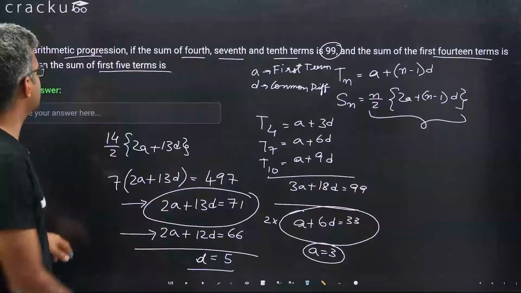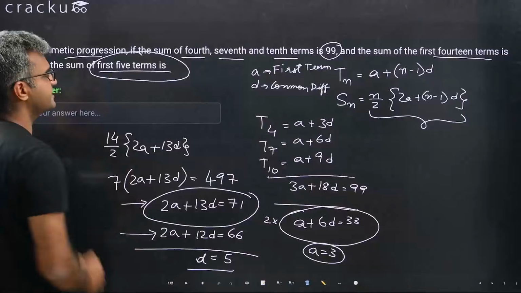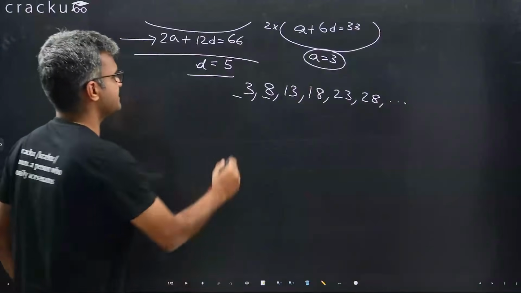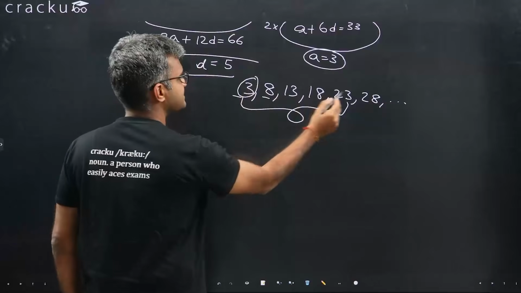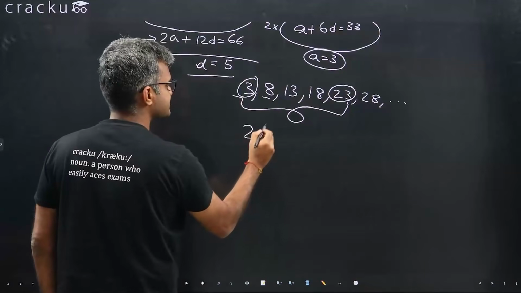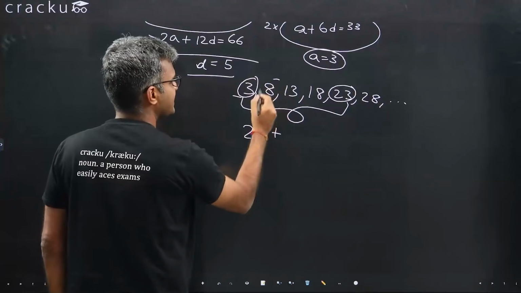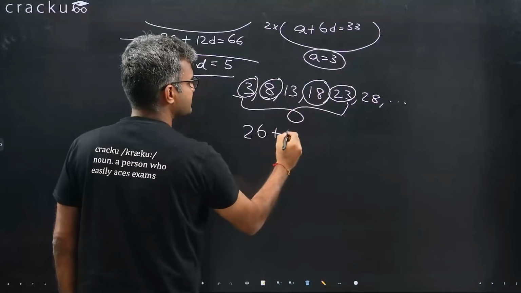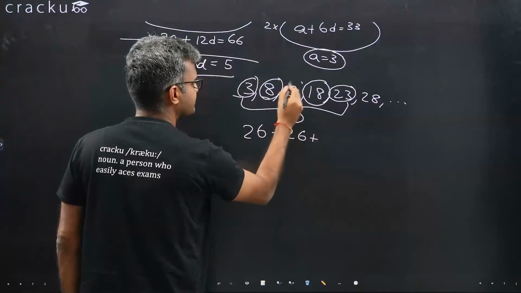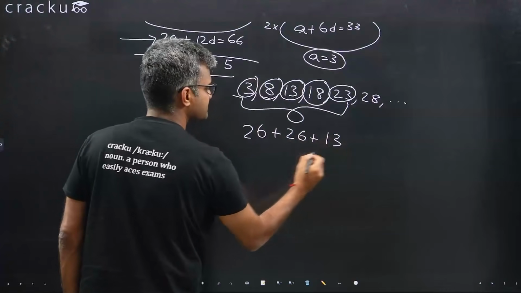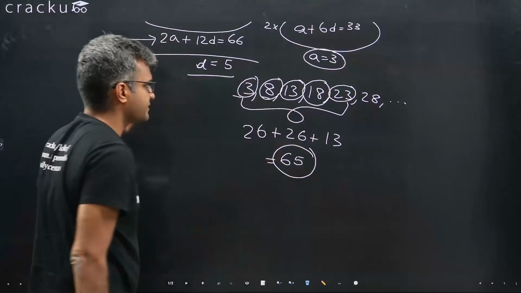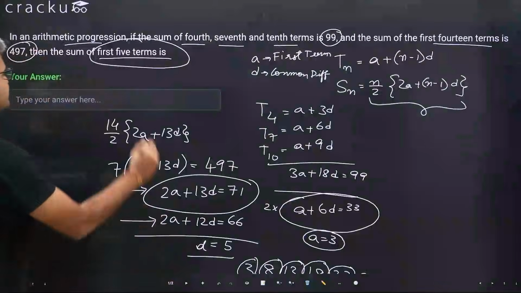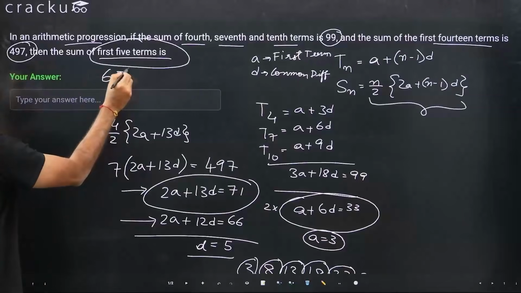Now what are we required to calculate? We are required to calculate the sum of the first 5 terms. Therefore, the sum of the first 5 terms will be the sum of these terms. 3 plus 23 is 26, plus 8 plus 18 is also 26, plus you have the middle term which is 13. This is the sum of the first 5 terms, which you can calculate will equal 65. So the answer for this particular question will be 65.